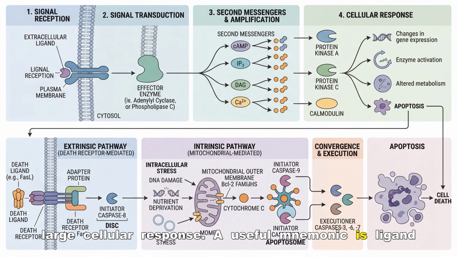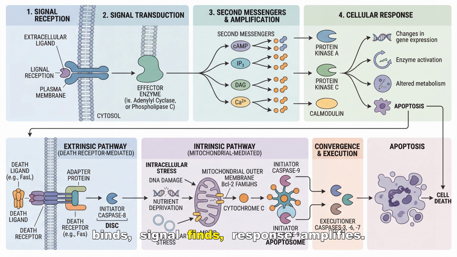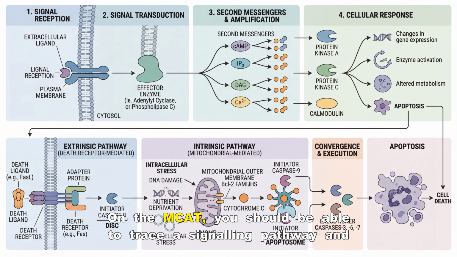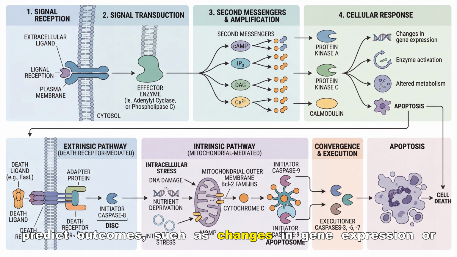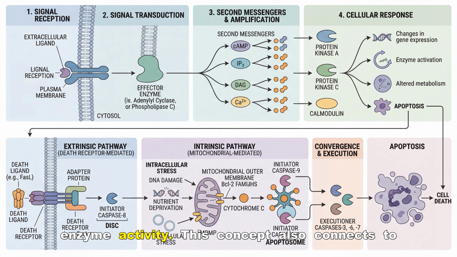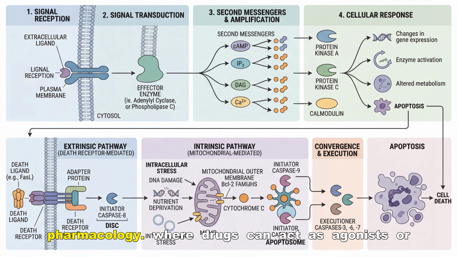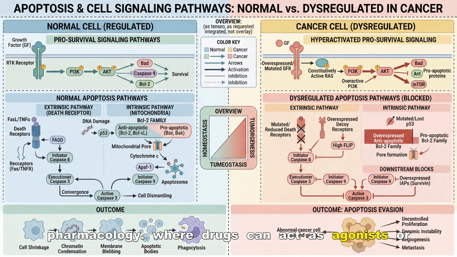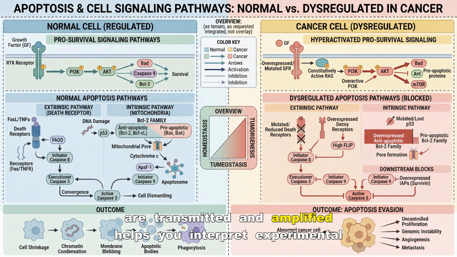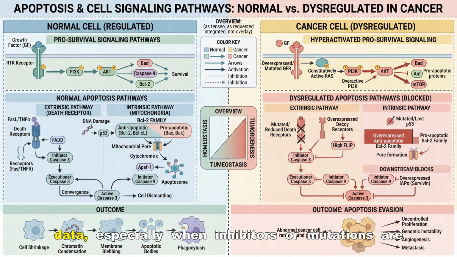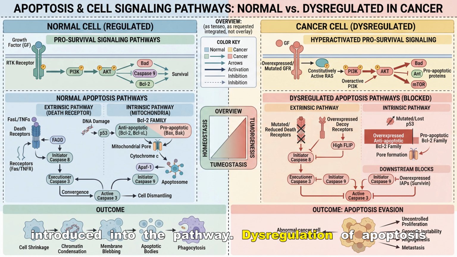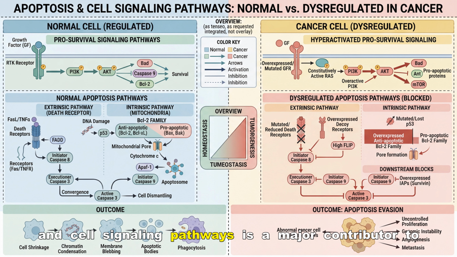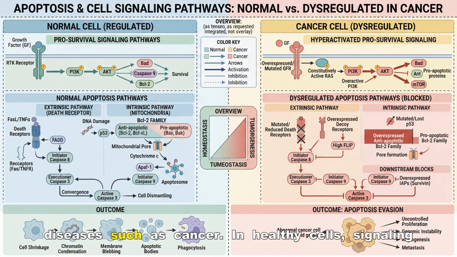A useful mnemonic is ligand binds, signal finds, response amplifies. On the MCAT, you should be able to trace a signaling pathway and predict outcomes, such as changes in gene expression or enzyme activity. This concept also connects to pharmacology, where drugs can act as agonists or antagonists of receptors. Understanding how signals are transmitted and amplified helps you interpret experimental data, especially when inhibitors or mutations are introduced into the pathway. Dysregulation of apoptosis and cell signaling pathways is a major contributor to diseases such as cancer.